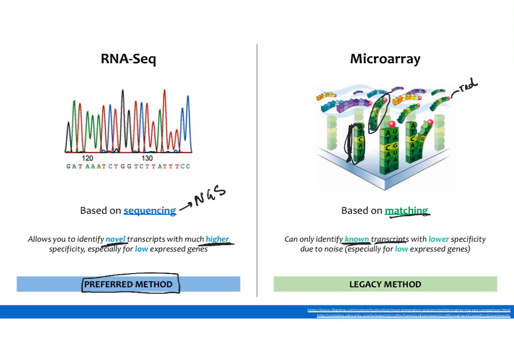And because it has to be known and because it's based on matching, it also has lower specificity because you're not sequencing every single transcript and getting a raw count. You're looking at colors and the different amount of each color. So you can have some noise, especially for genes that are low expressed. And so it's harder to figure out the actual expression level of those genes using this method. So this is really considered a legacy method at this point, but like I said, important to understand because it is in a lot of papers.